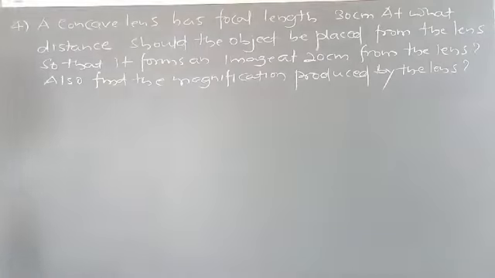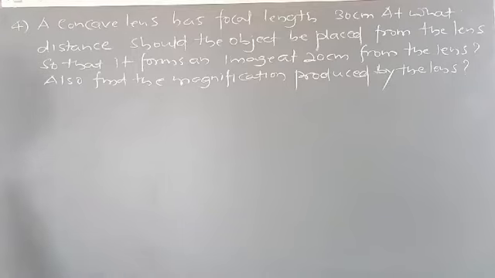Well students, now we have your next problem. Let me read this problem. A concave lens has a focal length 30 centimeter. At what distance should the object be placed from the lens so that it forms an image at 20 centimeter from the lens? Also find the magnification produced by the lens.